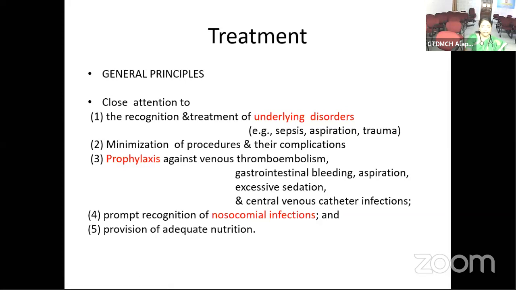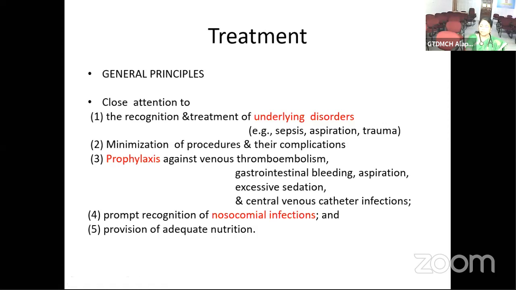Then you have to give prophylaxis. The patient will be ventilated, so there is a chance for DVT, thromboembolism, everything is there. So venous thromboembolism, the DVT. So you have to give prophylaxis. You have to give low molecular weight heparin or unfractionated heparin. So you have to give prophylaxis against venous thromboembolism.